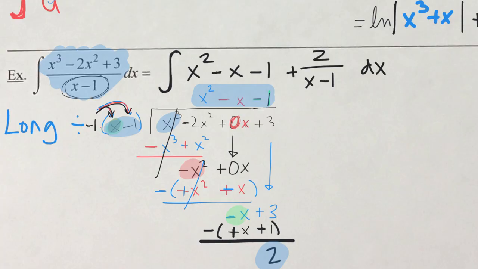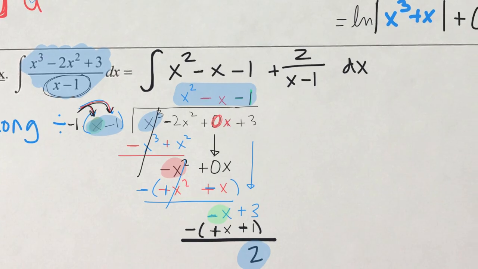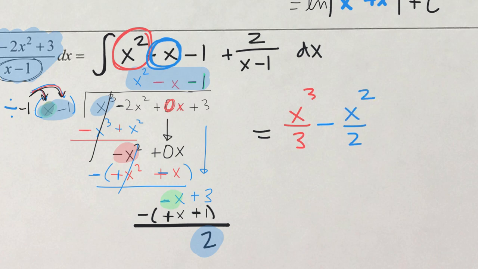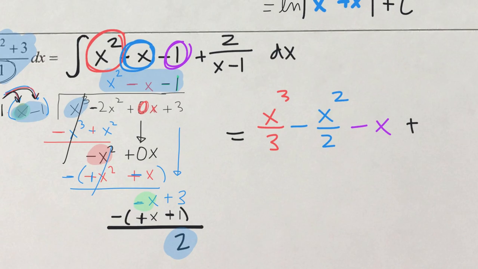So now let's take the antiderivative of each of these pieces separately. Okay, so what is the antiderivative of x squared? X cubed over 3. Minus, what's the antiderivative of x? X squared over 2. Minus, what's the antiderivative of 1? That's just x. Plus, what's the antiderivative of 2 over x minus 1?